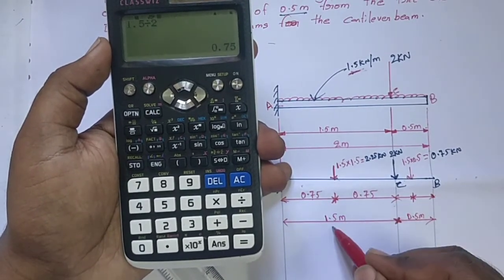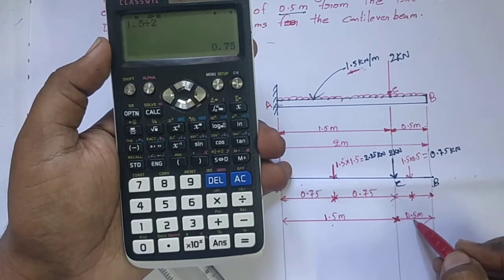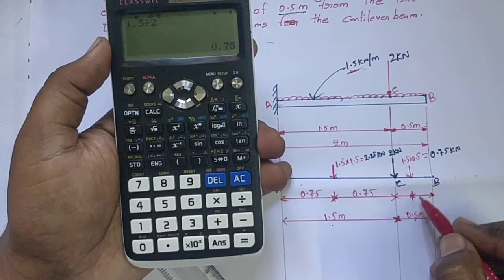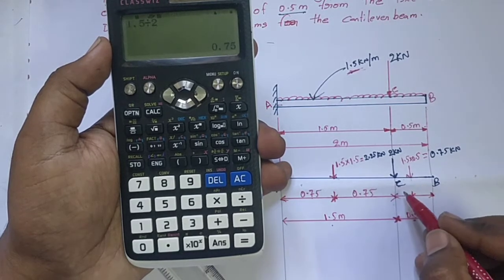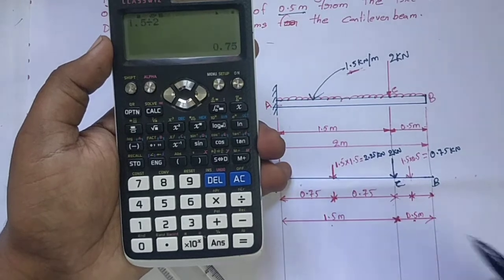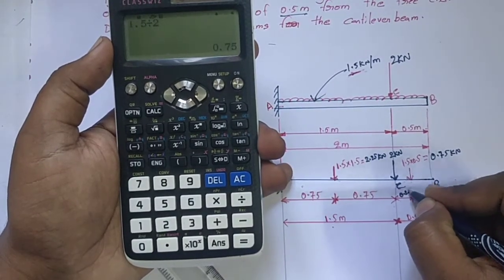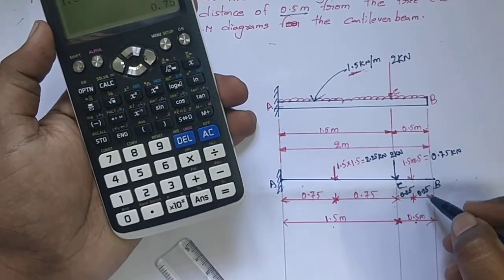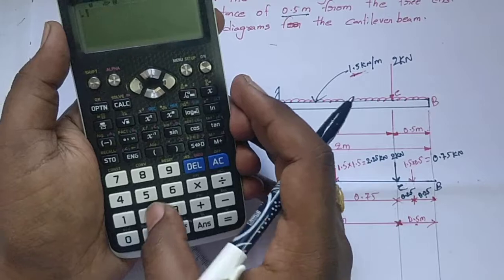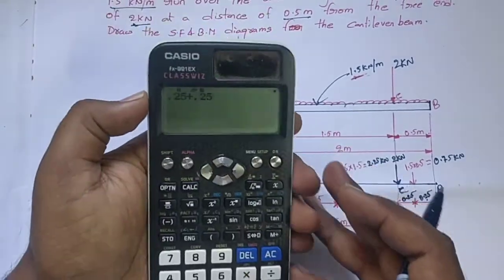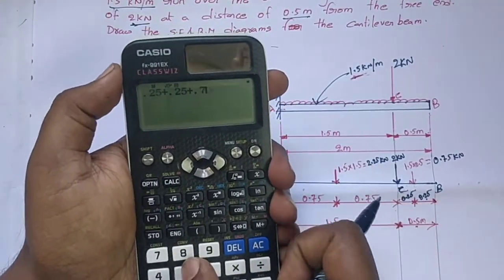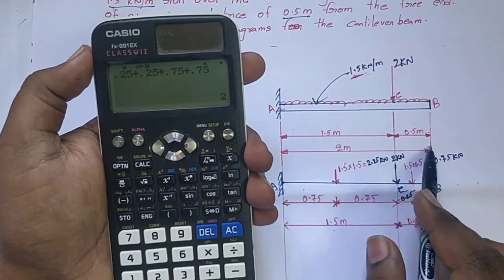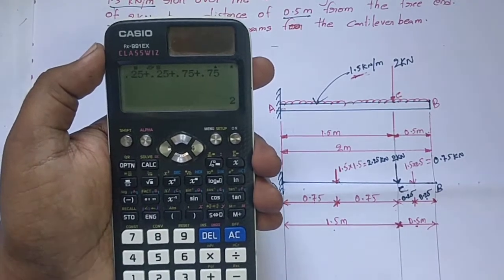0.75 plus 0.75 is 1.5. Okay, similarly here 0.5 is acting, so half of the distance from C to B is 0.25 at the midpoint, and this distance is 0.25. The total value, that is 0.25 plus 0.25 plus 0.75 plus 0.75, is 2, so the total length of the beam is 2. Like that we have to divide.